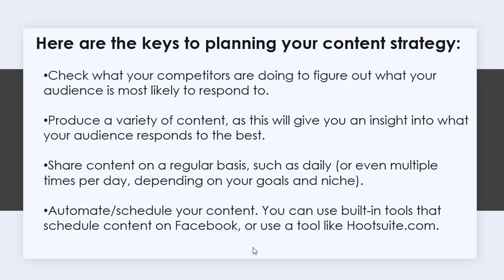Now here are the keys to planning your content strategy. Check what your competitors are doing to figure out what your audience is most likely to respond to. Produce a variety of content, as this will give you an insight into what your audience responds to the best. Share content on a regular basis, such as daily or even multiple times per day, depending on your goals and niche. And automate or schedule your content. You can use built-in tools that schedule content on Facebook or use a tool like Hootsuite.com.